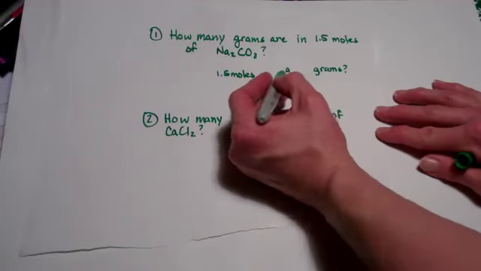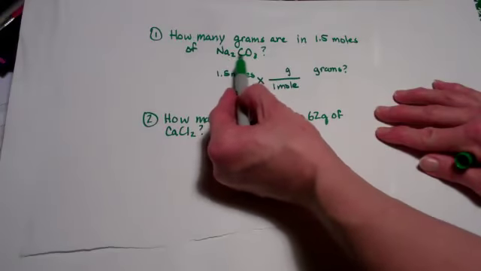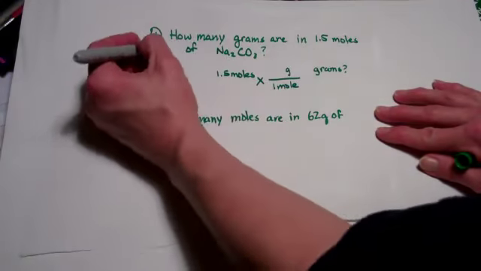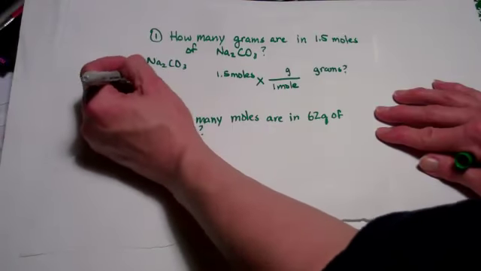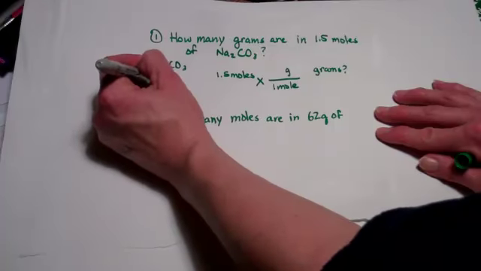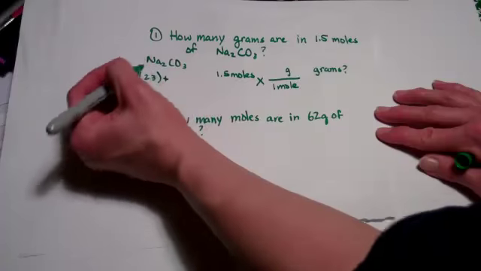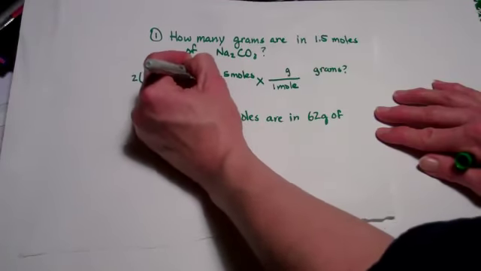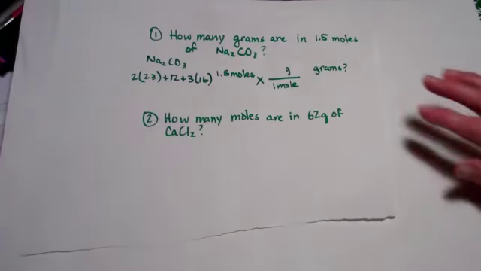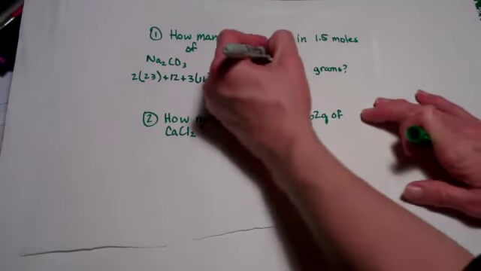Now we need to calculate how many grams that's going to be per mole, and we're going to get that by calculating the molar mass. So our molar mass for sodium carbonate is going to have 2 sodiums at 23 atomic mass units, plus 1 carbon at 12, and 3 oxygens at 16. If we calculate what that would be, we end up getting 106 grams.